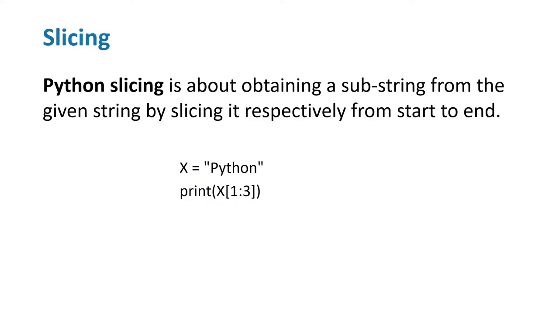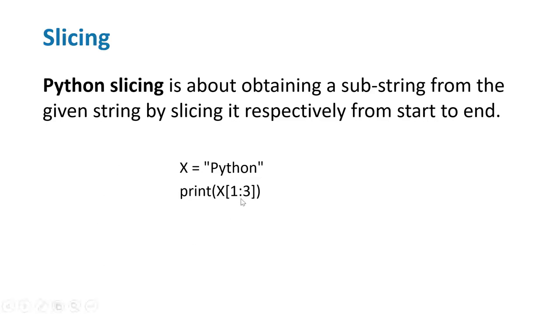So, what is slicing? It is basically about obtaining a substring from a given string by slicing it from start to end. For example, I have a string x equal to python, which has 6 characters. If I want to extract only a part of a string, basically a substring, slicing becomes very handy. That's when the slicing operator in Python becomes very useful. Let me run and show what happens.